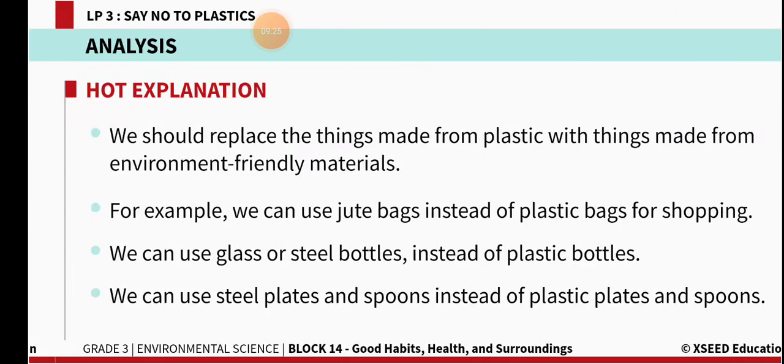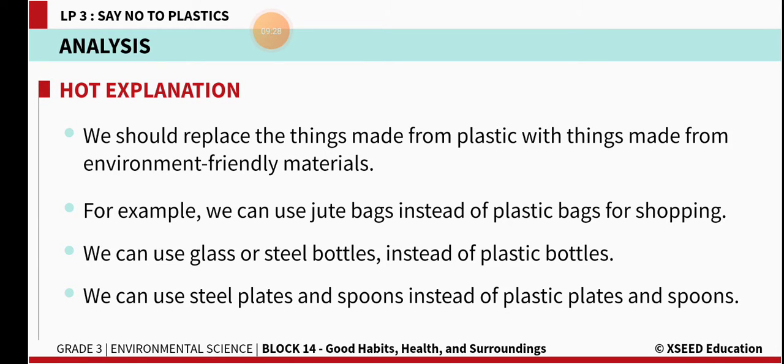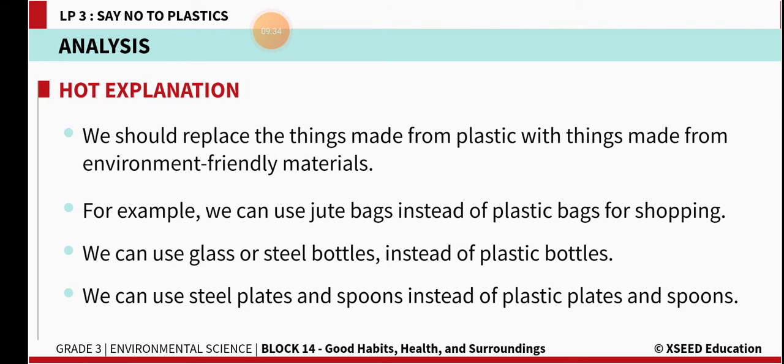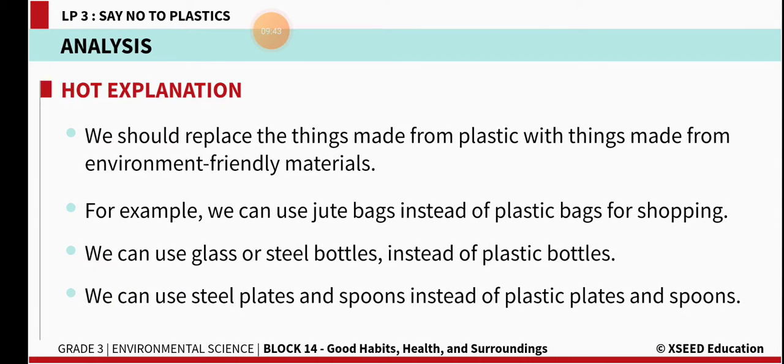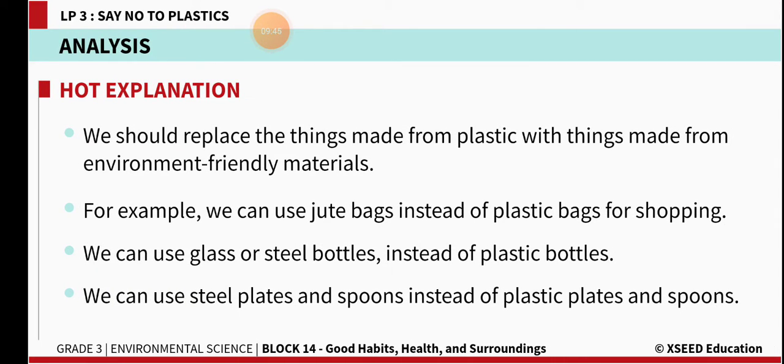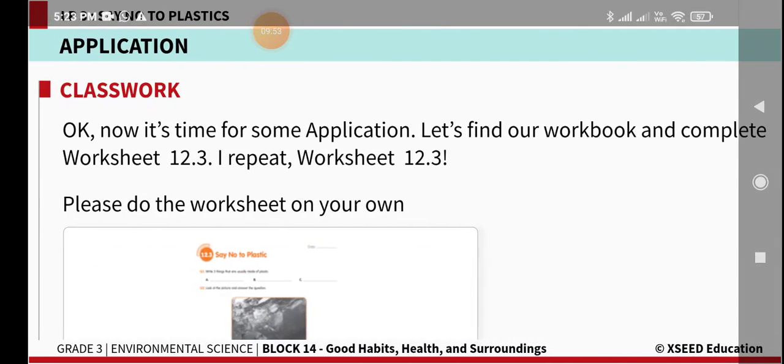So we should replace the things made from plastic with things made from environment friendly materials. For example, we can use jute bags instead of plastic bags for shopping. We can use glass or steel bottles instead of plastic bottles. We can use steel plates and spoons instead of plastic plates and spoons. Generally, we use steel plates and spoons only in our day to day life.